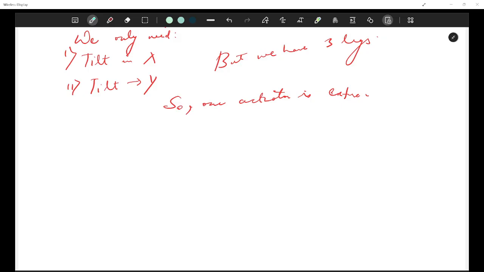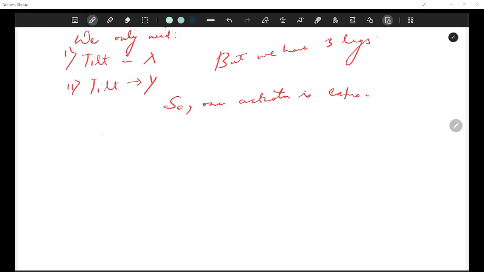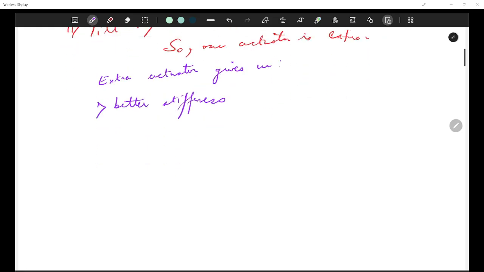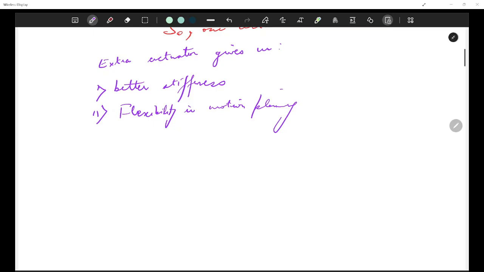Each extra actuator gives us better stiffness and flexibility in motion planning. But we must constrain one motion, like height. That is why we usually fix the center height.